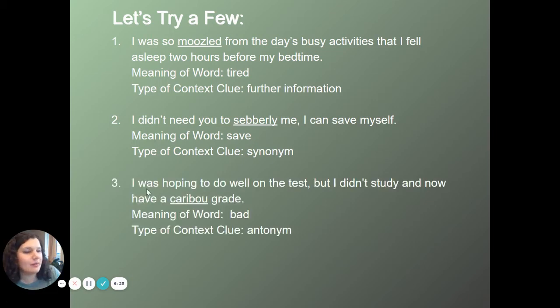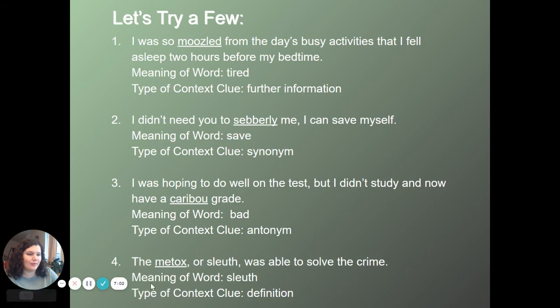Okay. Our next one. I was hoping to do well on the test, but I didn't study, and now I have a caribou grade. Caribou is, like, a reindeer. But he was hoping to do well. He did not study. So now what happens? You can kind of infer that it would be a bad grade because he was hoping to do well, but now I have a caribou, a bad grade. So that's our antonym.